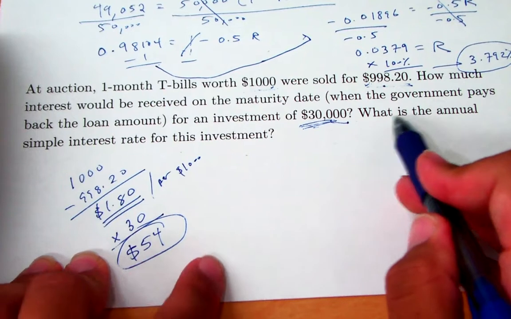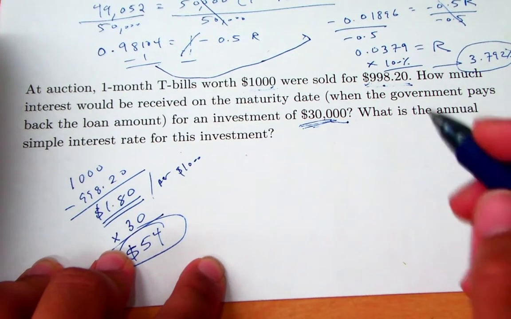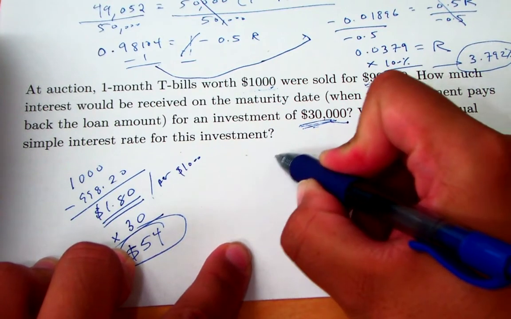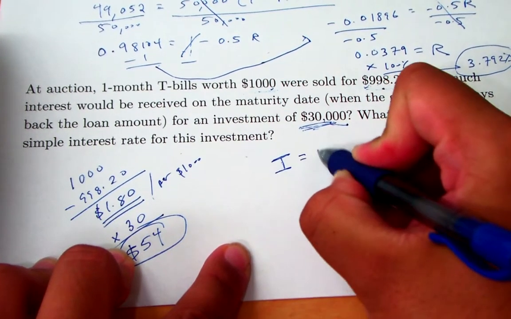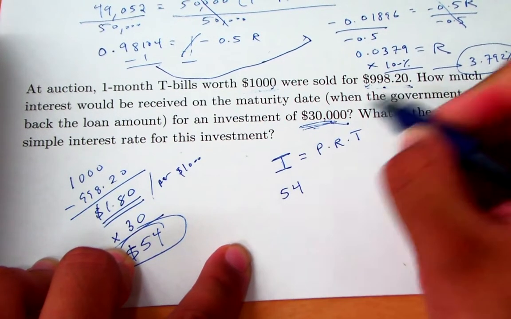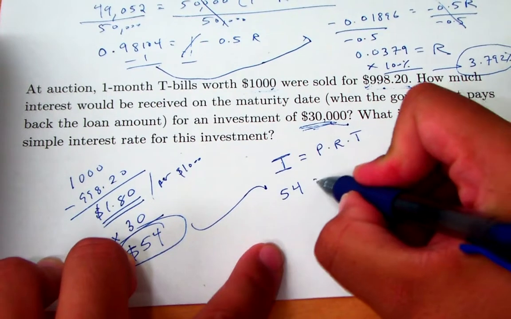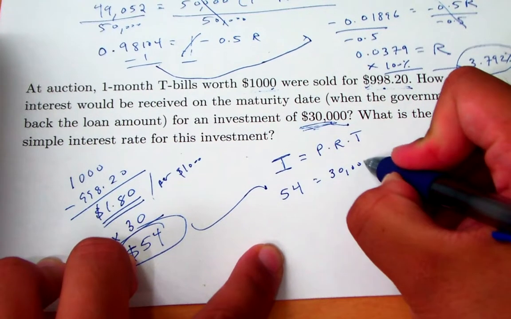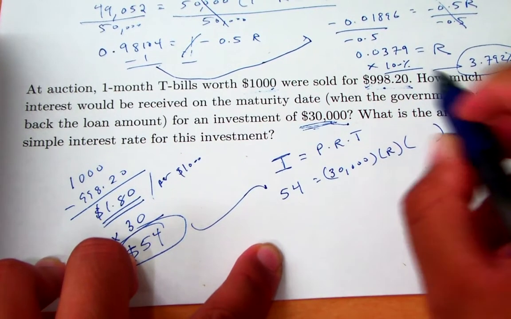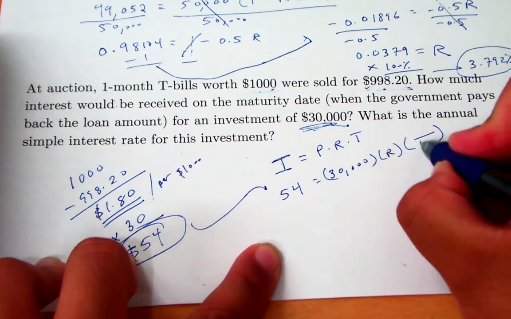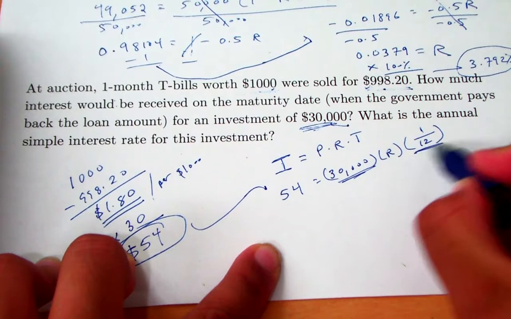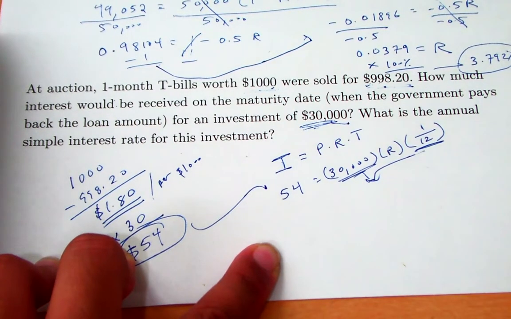The question is then, what is the annual simple interest rate for this investment? All right, so let's think here for a moment. The formula for interest is equal to principal times rate times time. The interest amount was $54, right, on the whole investment. The principal we put in was $30,000. That's how much we lent to the government. We don't know what the rate is. And the time is 1 month, which in terms of years, of course, is 1/12 of a year, right? So these two are both being multiplied together. So I can rewrite that as their product.